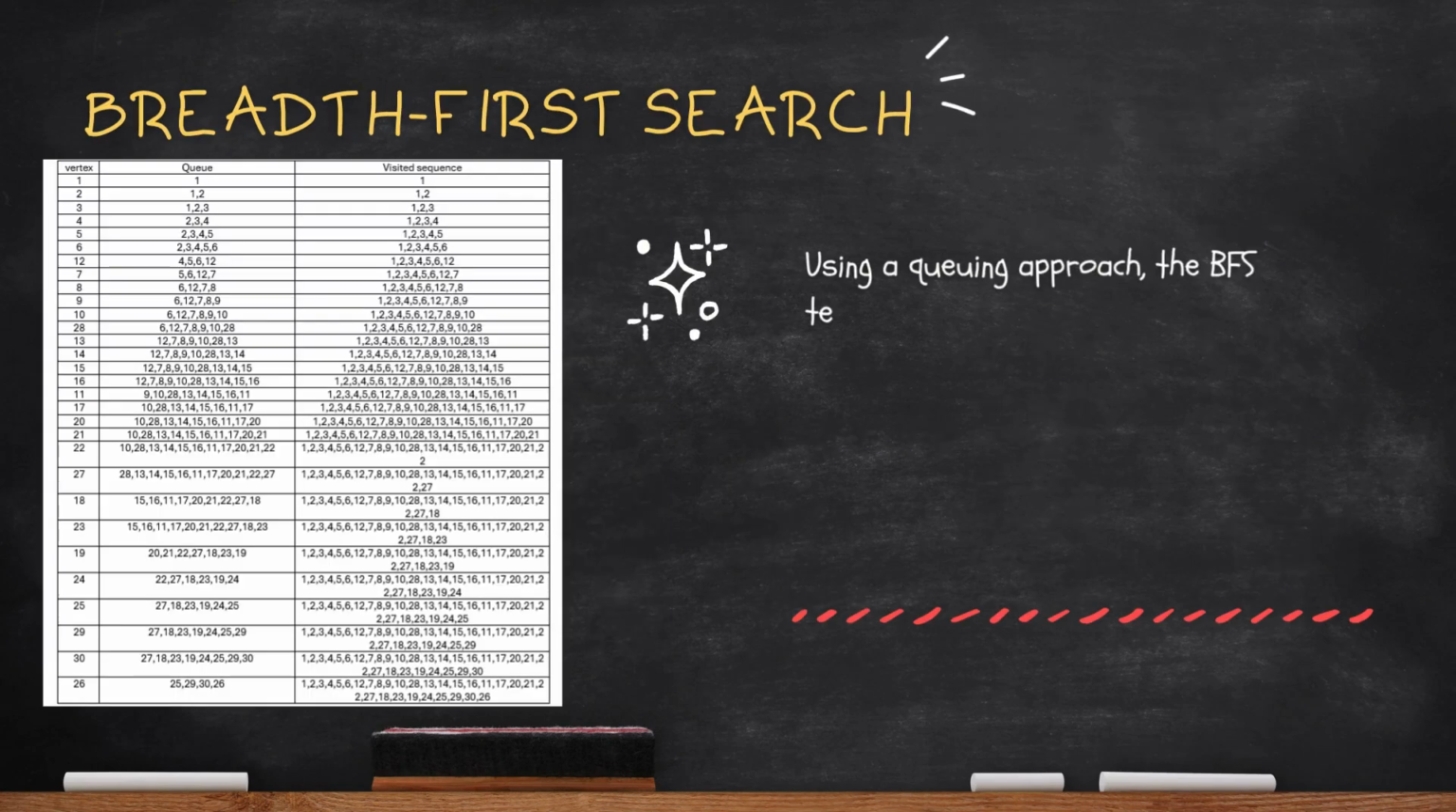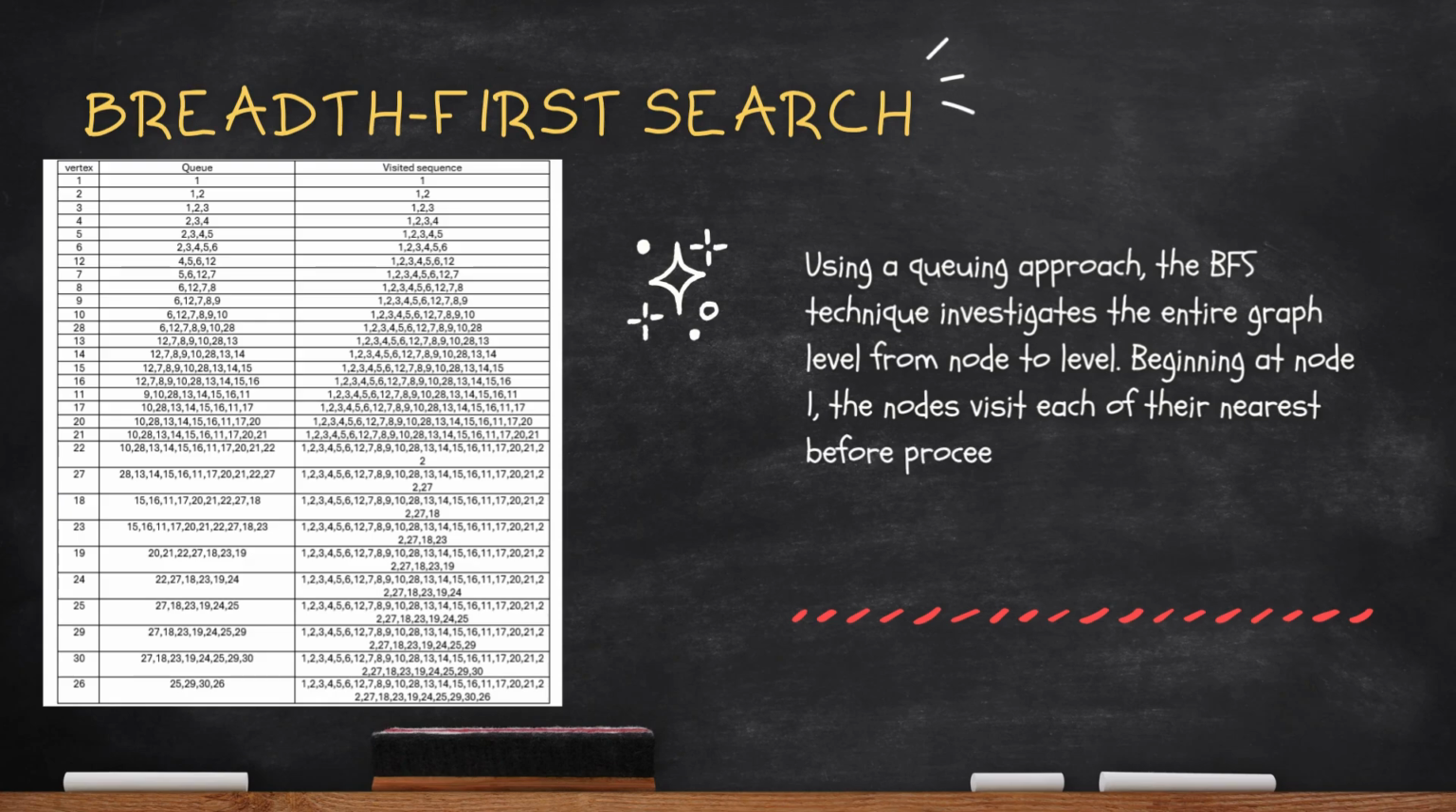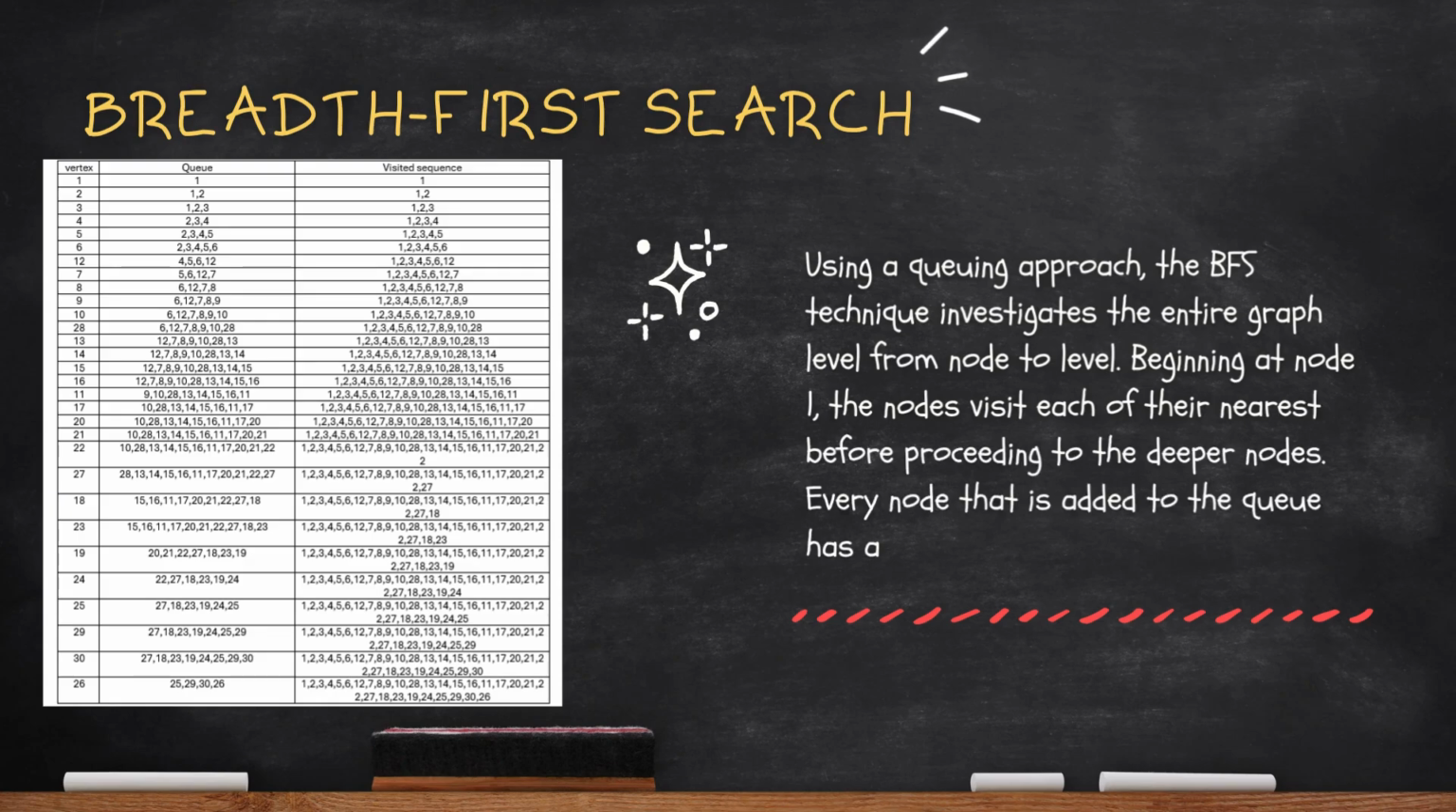Let's look at breadth first search. Using a queue approach, the BFS technique investigates the entire graph level by level. Beginning at node 1, it visits each of the nearest nodes before proceeding to the deeper nodes. Every node that is added to the queue is marked as visited.